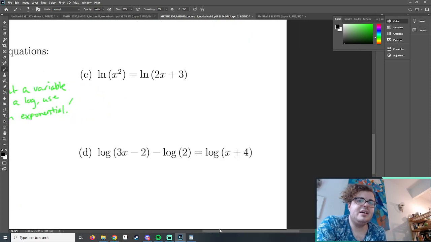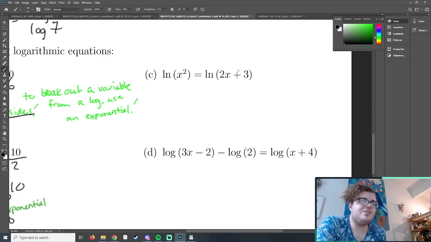All right. So here, this is really nice. If you've got ln of one thing equals ln of another, this is a property that happens because ln is something called a one-to-one function, but you don't really need to know that. The important thing here is that we can raise e to the power of both sides to cancel out both ln's at once.